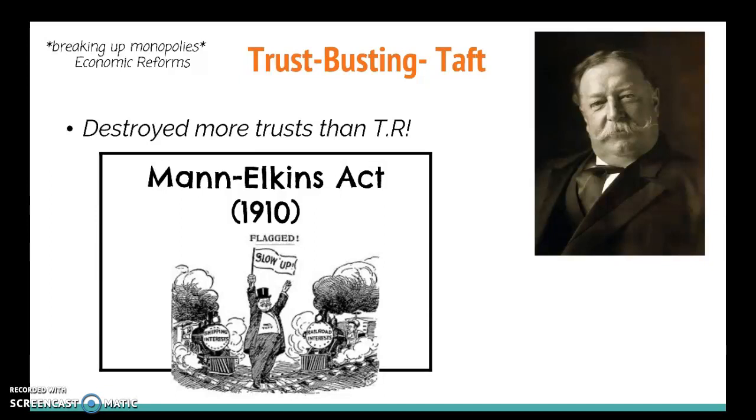One major progressive measure under Taft was the Mann-Elkins Act in 1910, which gave the Interstate Commerce Commission, the ICC, the power to suspend new railroad rates and oversee telephone, telegraph, and cable companies. So a major piece of legislation coming from Taft there. Again, more regulation over railroads with the addition of telephone, telegraph, and cable companies.